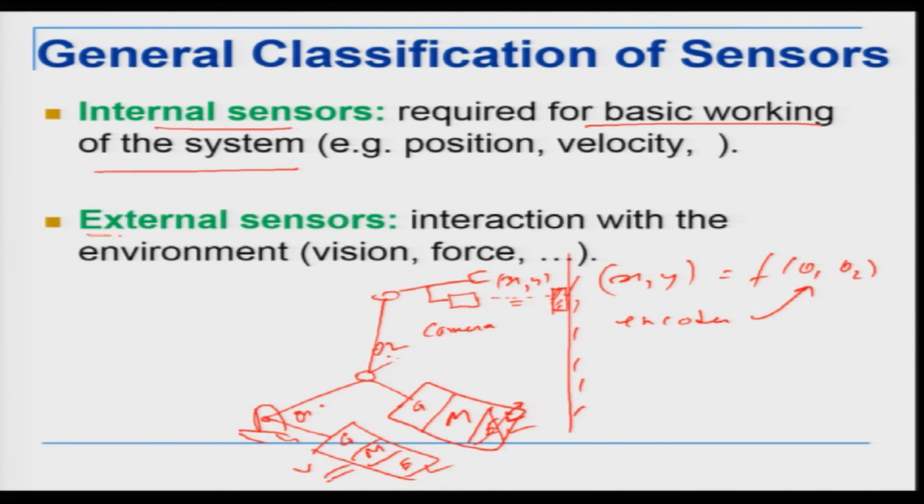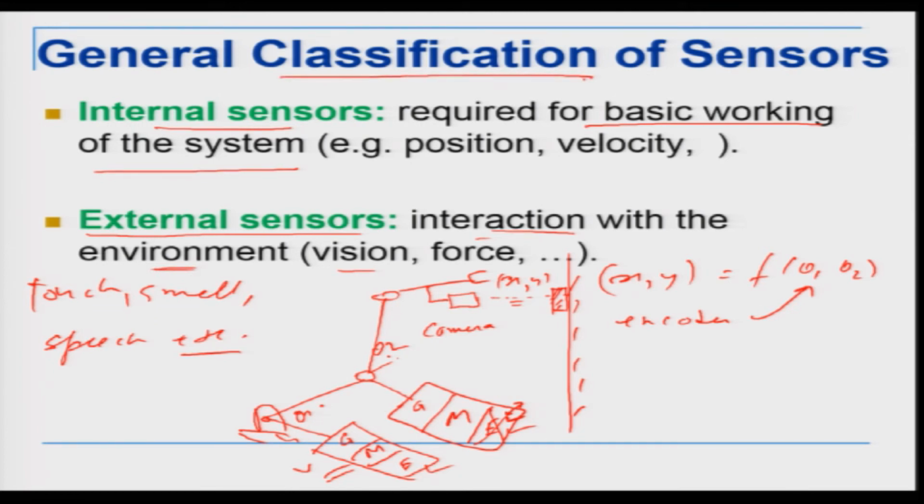So, for external interaction with the environment, you require other sensors, for example, vision, force, touch, smell, okay, speech, etc. Right. So, external sensors are required for interaction with the environment, not for the internal working of the system. So, this is a fundamental classification of sensors as internal sensors and external sensors.